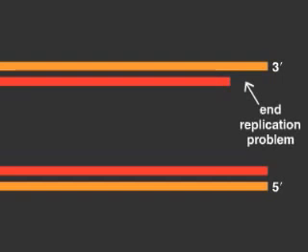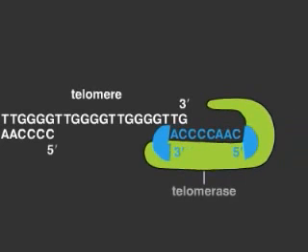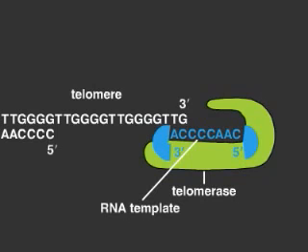This end replication problem is solved by the enzyme telomerase. The ends of chromosomes contain a G-rich series of repeats, called a telomere. Telomerase recognizes the tip of an existing repeat sequence. Using an RNA template within the enzyme, telomerase elongates the parental strand in the 5' to 3' direction and adds additional repeats as it moves down the parental strand.